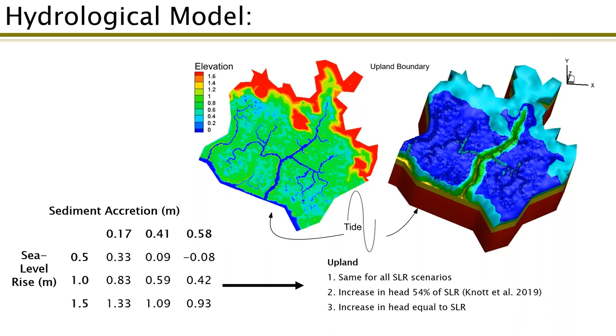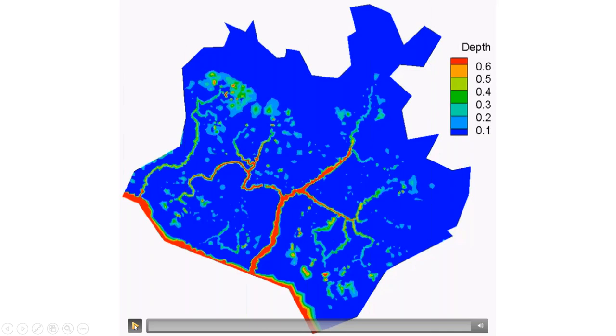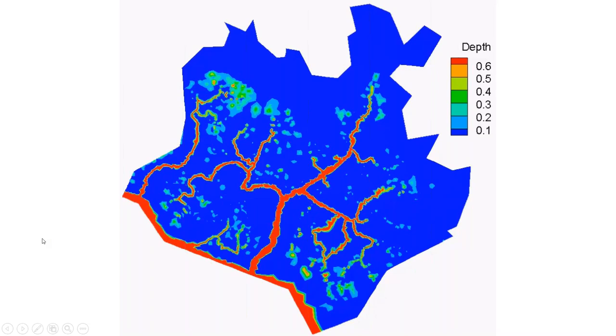In one simulation, we run the same upland boundary condition for all sea level rise scenarios. In the second, we increase the head 54% of sea level rise, which is rooted in the literature. And in the last set of simulations, we increase the upland boundary head equivalent to that of sea level rise. So I'll just show you what the model looks like. These are the tidal oscillations. This is a neap time period, and you can see we start to transition to more of a spring, and you get flooding of the marsh platform.